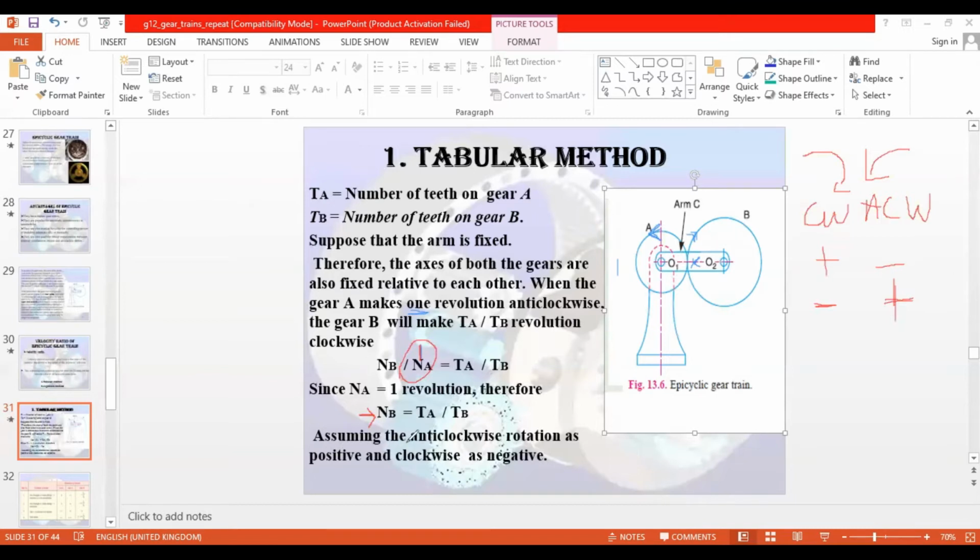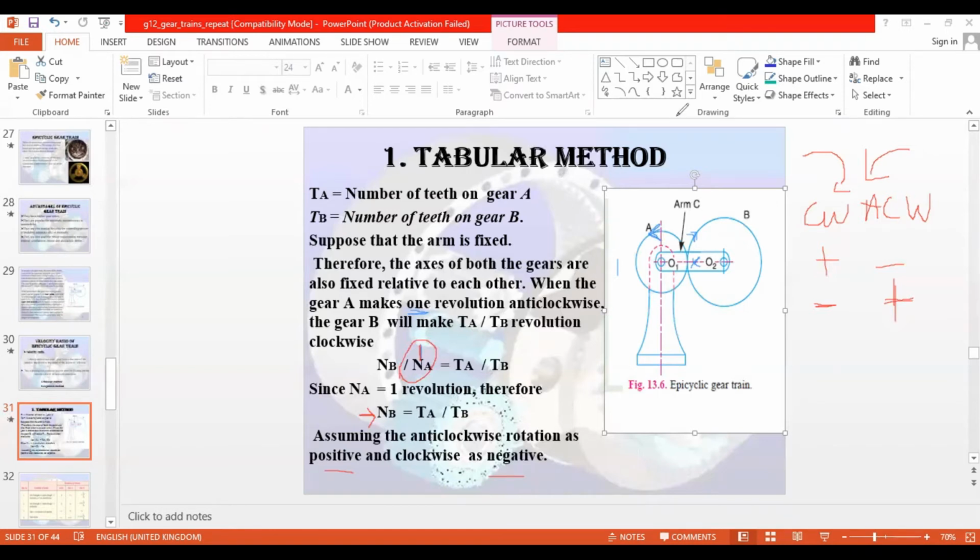So that's what is mentioned here. Assuming the anticlockwise rotation as positive, then you should consider the clockwise motion as negative, right? So this is a must rule in the tabular method. All right. Now we'll see how to put this data into the table, right? So this part is clear, right? If this is making a clockwise rotation, this will definitely make an anticlockwise rotation. First thing, NB upon NA is equal to TA upon TB, and if NA is making only 1 revolution, then you will have NB equal to TA upon TB, right?